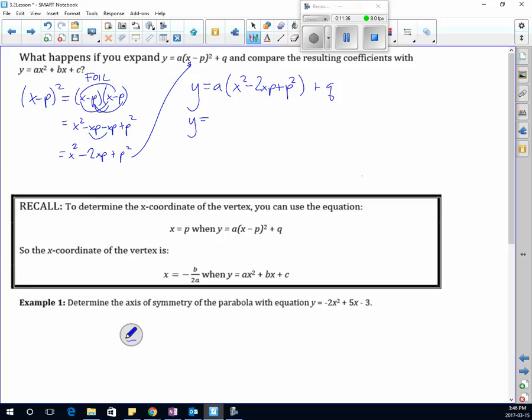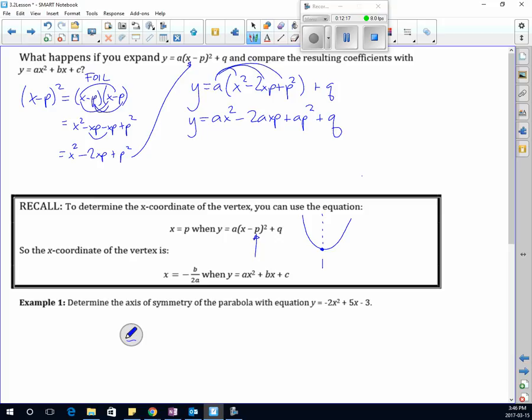So now I'm going to multiply this all in. So y equals ax squared. So what I'm going to do is multiply the a into all three terms here. So ax squared minus 2axp plus ap squared plus q. So recall that x equals p is the x coordinate of the vertex, meaning whatever that number is, the axis of symmetry, like say you have the parabola, it's going through that x coordinate of the vertex there.